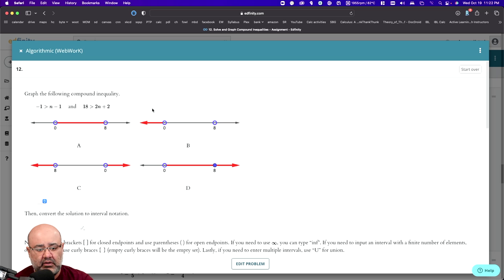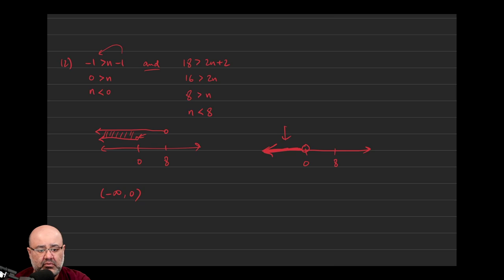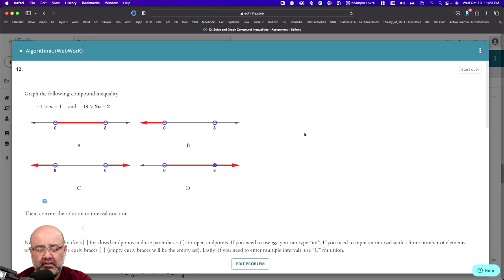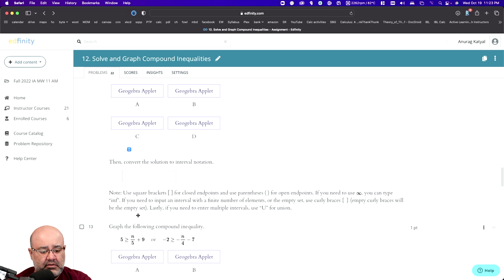Let's see what this looks like on infinity. So it can't be A, because this is not negative infinity to 0. It can't be C because 8 is not on the left of 0, so this is just wrong. It can't be D because this arrow is going from 0 to infinity. That's not our solution. It has to be B, and in fact, that's exactly the graph that I drew. So open circle at 0 with a line going to the left. That's what they're asking you to match. Continuing on, 13.